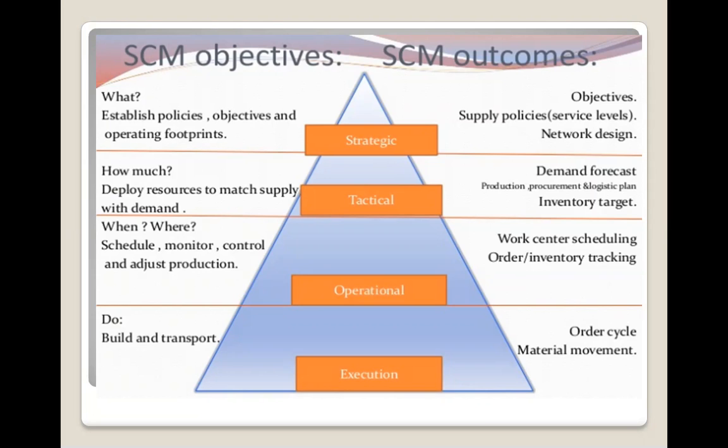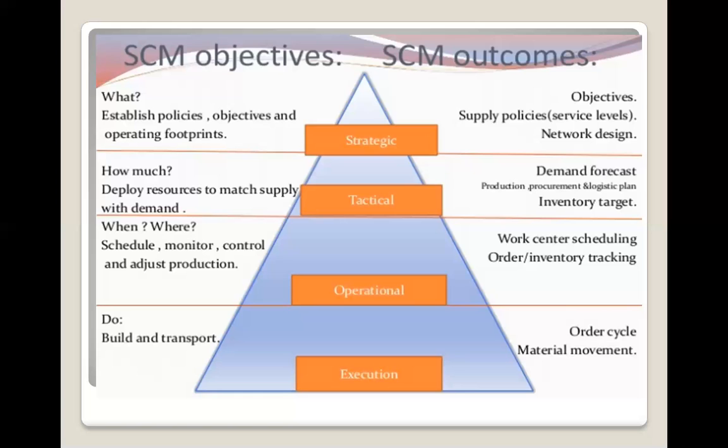In the execution part, the supply chain management objectives are to build and transport. In the operational part, when and where: schedule, monitor, control, and adjust production. In the tactical part, how much: deploy resources to match supply with demand. And in the strategic part, what: establish policy, objective, and operating footprint.